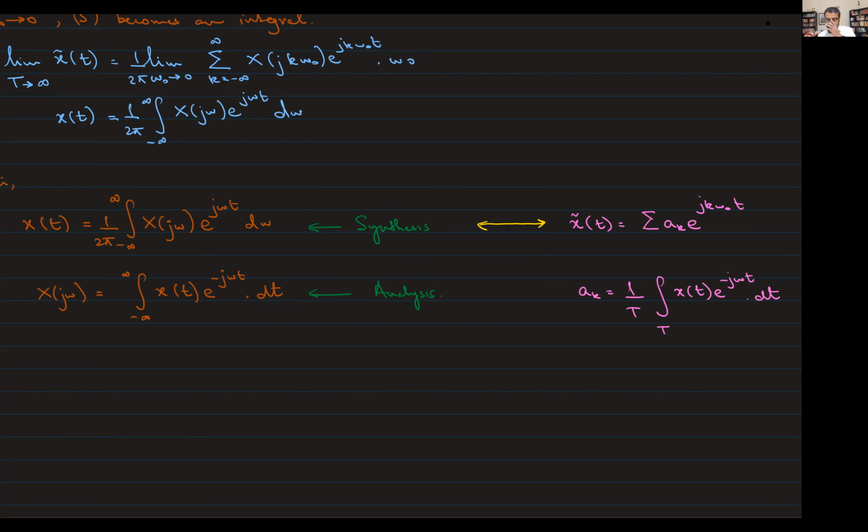Remember, x tilde of t and x of t are actually the same as capital D goes to infinity, right? And I see what happens here. So this k equals minus infinity to plus infinity. What happens in this equation here as capital D goes to infinity? Omega naught goes to 0.